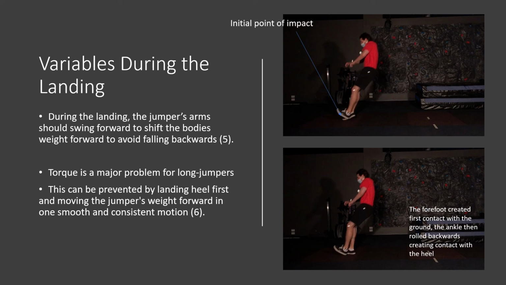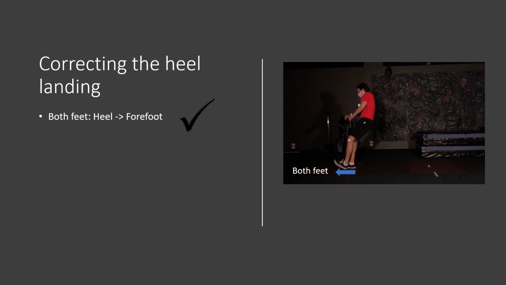So ideally, the jumper would land heel first and then slowly move the weight forward in one smooth and consistent motion. When analyzing this video, it was noticed that the initial point of impact for the left foot was the heel. However, for the right foot, it was the forefoot. Since the forefoot created first contact with the ground, the ankle rolled backwards, which means that torque was not compensated for in that foot. To correct this, the jumper must make sure that they land heel first and then move their weight onto the forefoot. This will compensate for any torque and will make sure that the jumper does not descend backwards after the landing.